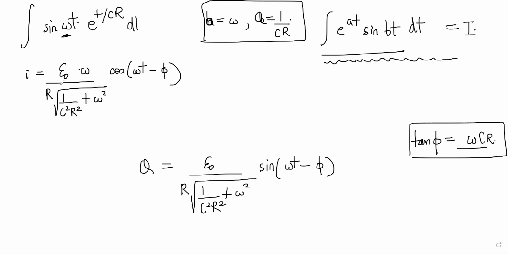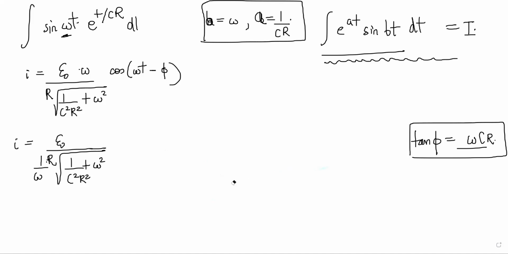Okay. Now, this omega, let's write it as E naught by 1 by omega R, right? The same thing. So now what we will do is we'll take the R by omega inside the root, right? So it will become E naught by, R square will cancel. So you'll get 1 by omega square C square plus R square, right? And you'll get a cos omega t minus phi.